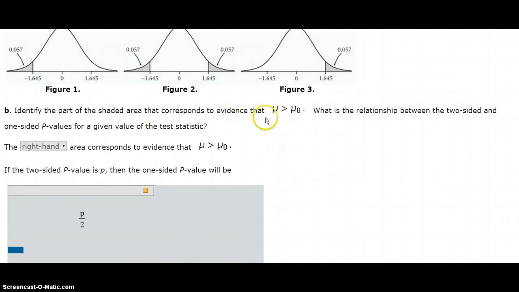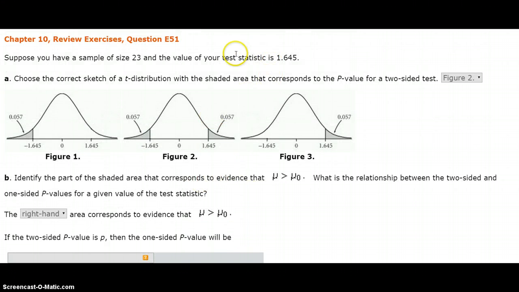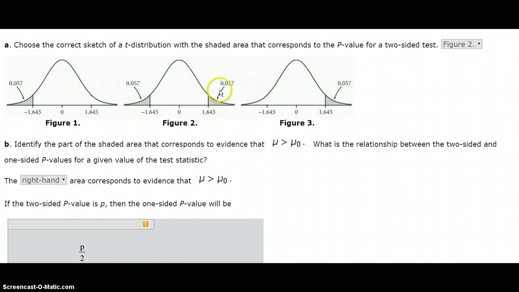Which part of the shaded area corresponds to the evidence that mu is greater than the null hypothesis mean? The null hypothesis population mean is going to be right at the center of any of these distributions. If we have a test statistic of 1.645, that's a positive value, which means we're to the right of the mean here. Notice that this could also be negative, for example, negative 1.645 down here. So the right hand here would correspond to our sample mean being greater than the hypothesized population mean.